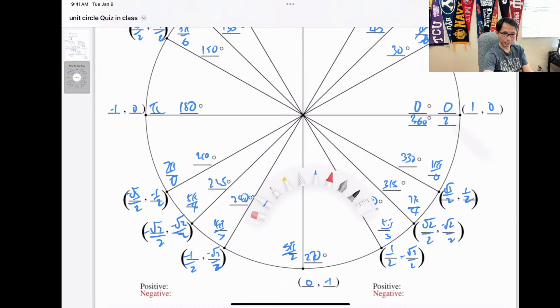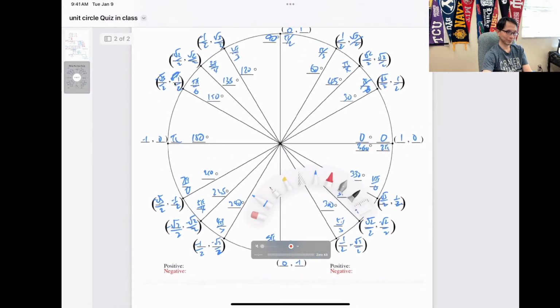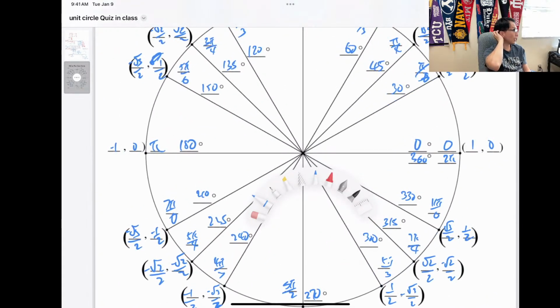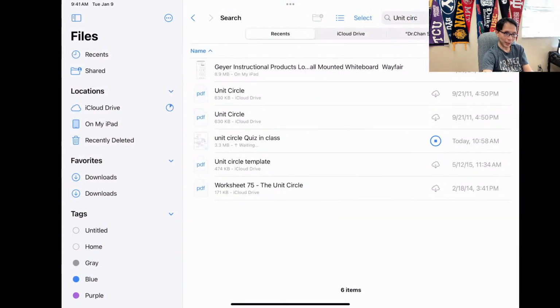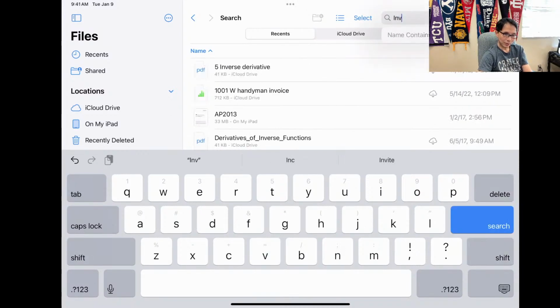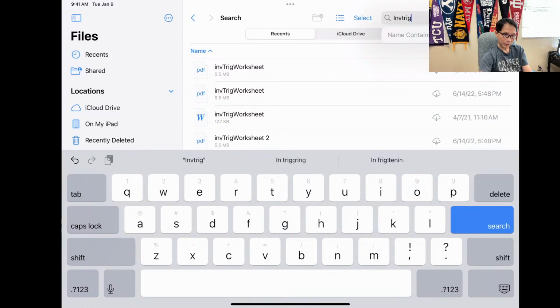2 pi radians. Okay. What was the positive and negative thing? That's only for sine, cosine, cosine, sine. Okay. This will be the first part of the test. The second part of the test is gonna ask you to exactly evaluate, but your homework is gonna be the inverse trig worksheet.